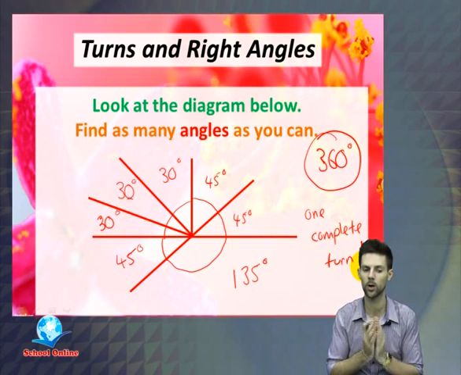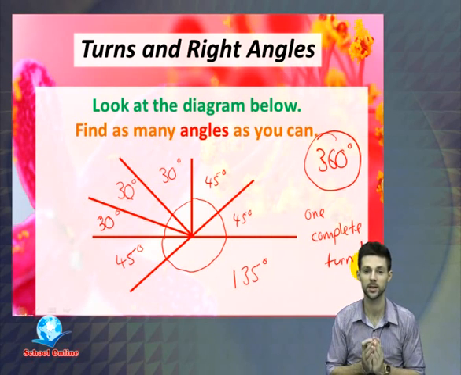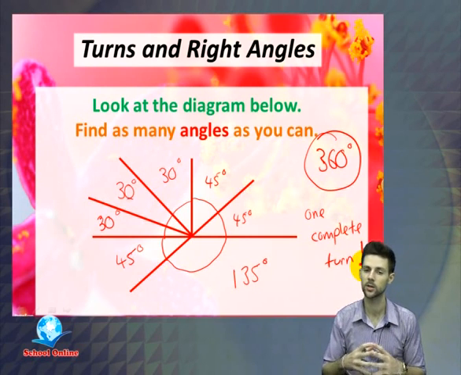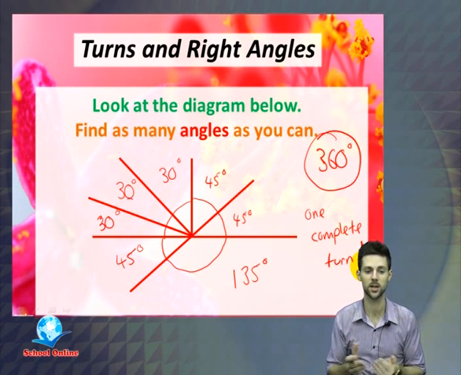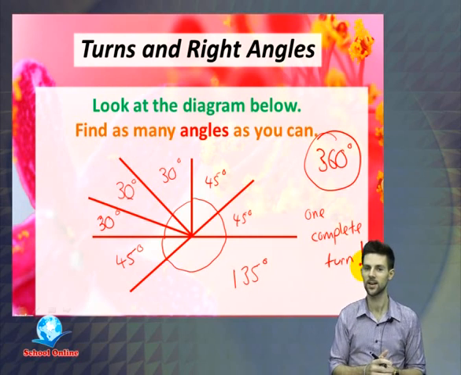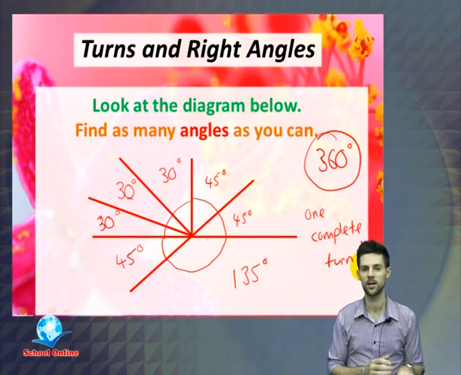How many degrees in 1/4 of a turn? 90. How many in half a turn? 180. How many in 3/4 of a turn? 270. And how many in a complete turn? 360. Okay, that's the end of today's lesson.